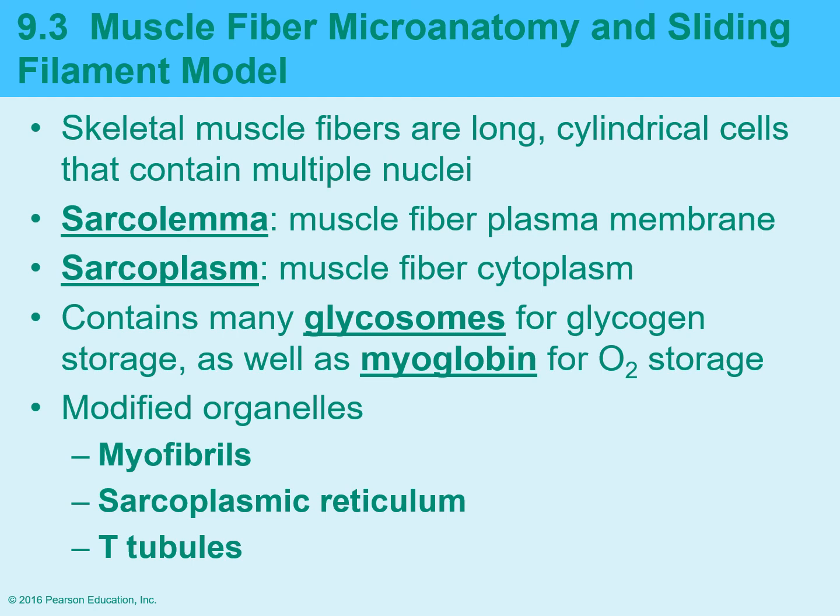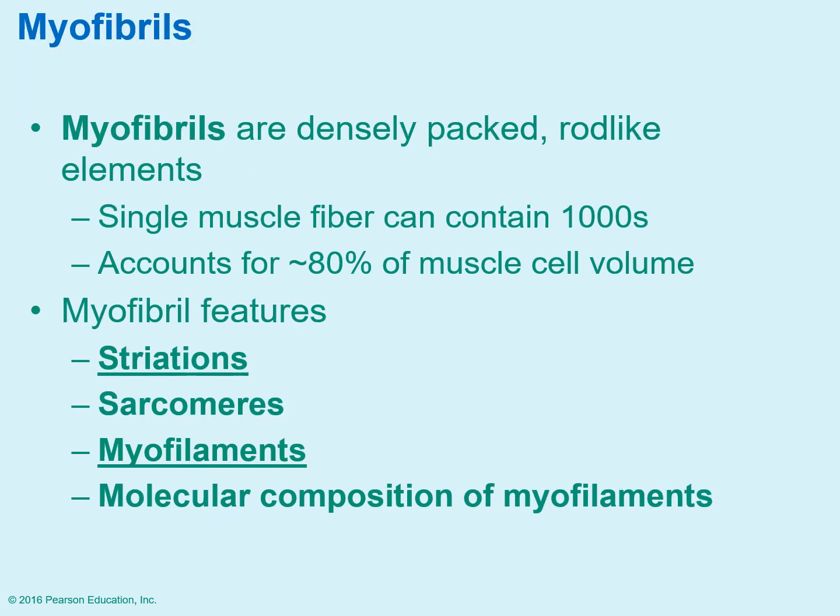Myoglobin is a compound that's found in muscle fibers, and it does bind oxygen. It's similar to hemoglobin that's found in the blood. So it does store oxygen, which is important because muscle contraction requires a lot of oxygen. There are some modified organelles: myofibrils, sarcoplasmic reticulum, and tubules.